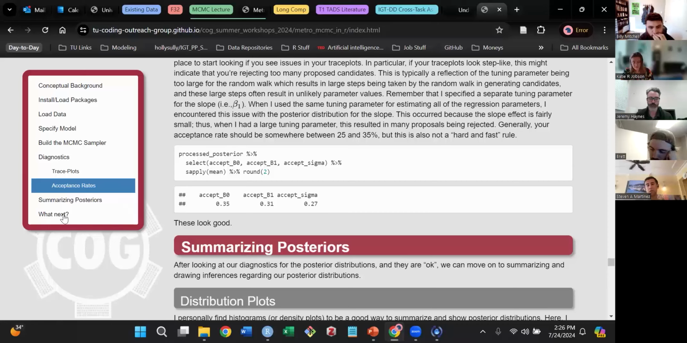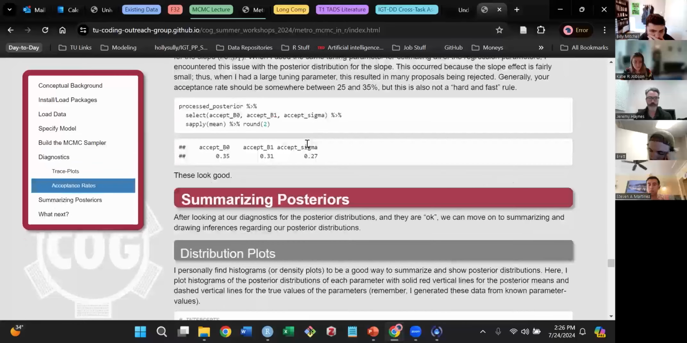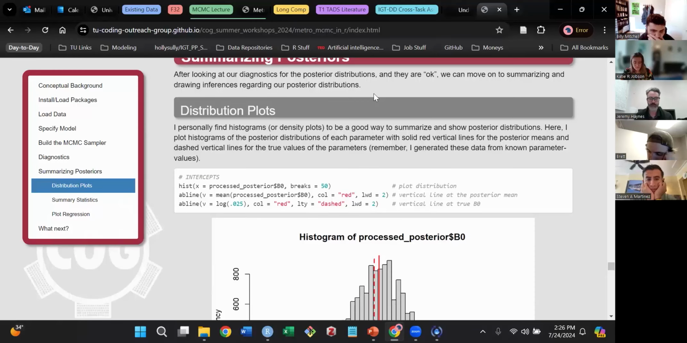When we get to the what next section, I do recommend messing up those tuning parameters, because then you can see what that does to the MCMC, and in particular, you'll see it in the trace plots. And then, of course, you want to summarize your posterior distributions. This is where you can get your point estimates.